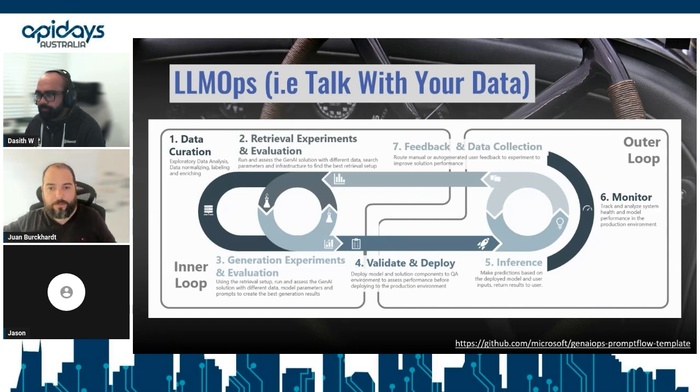Also, on the right side, on the outer loop, we talk about the data collection and feedback. This is critical. The questions that you have in your data set for the evaluations are not the same questions that are happening in production. So having that feedback to update your data set for evaluations is critical.